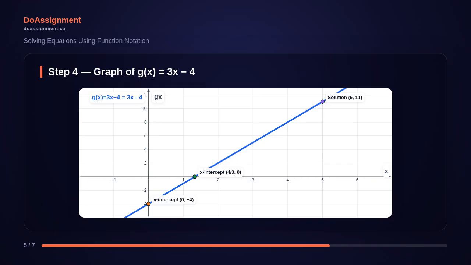Here is the graph of g of x equals 3x minus 4. The line crosses the y-axis at -4 and rises steeply with a slope of 3. The point at x equals 5, y equals 11 is our solution, shown as a highlighted point on the line.